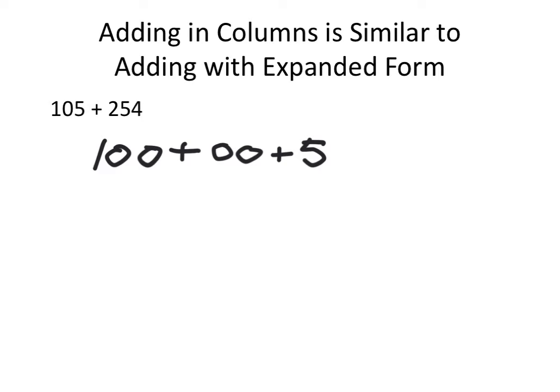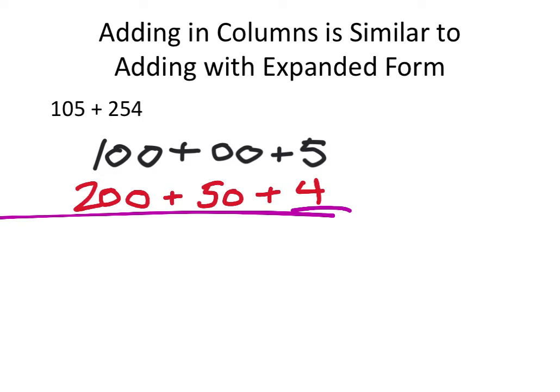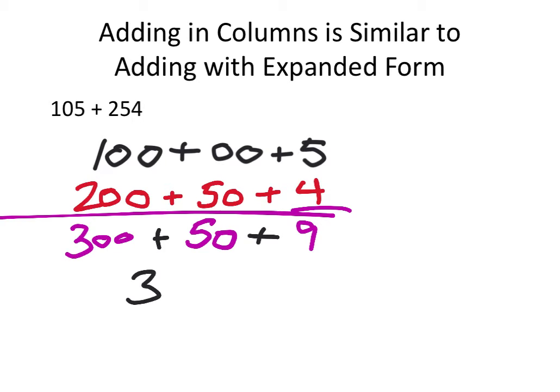And then the 254, right, would have 200, and then 50, and then 4. Then we'd say, okay, we're going to add these together, right? And so you'd say 5 plus 4 is 9, and 0 plus 50 is 50, and 100 plus 200 is 300. And yeah, you could add those together to get 359, which would have been the result no matter how you add it.